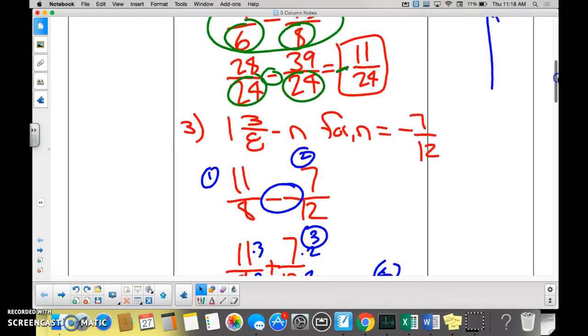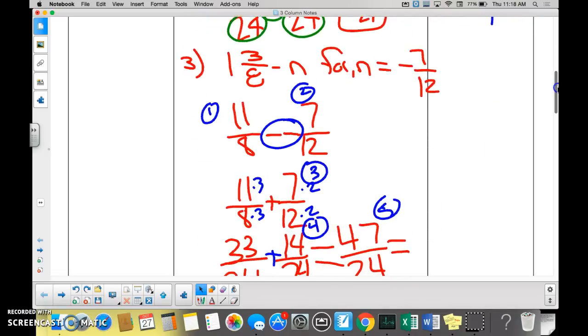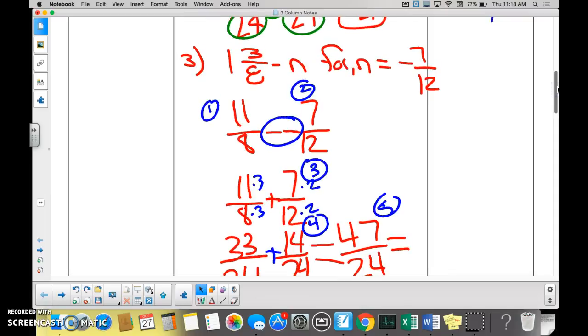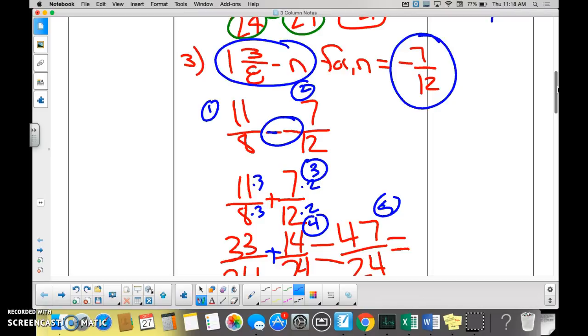Number three is simply plugging in a number for a variable. The tricky part on this one was it was negative 7/12, and the problem was 1 3/8 minus n. So we cannot lose our subtraction sign. That stays right there. And since it's a negative 7/12, we have to have a second negative sign for negative 7/12. Two negatives, everybody, give you a? Positive. So as you can see, it became positive down there.